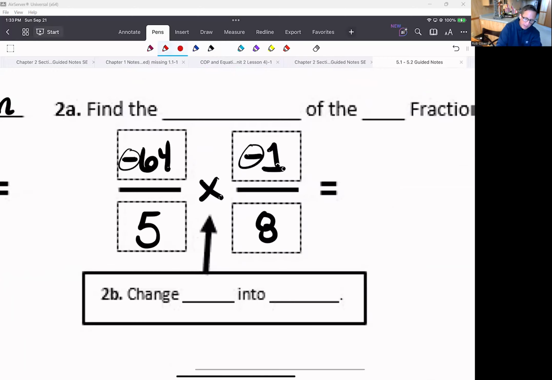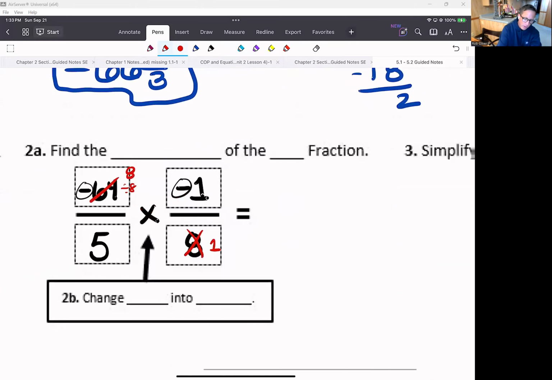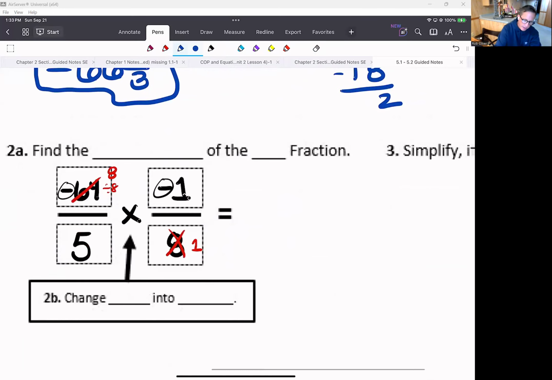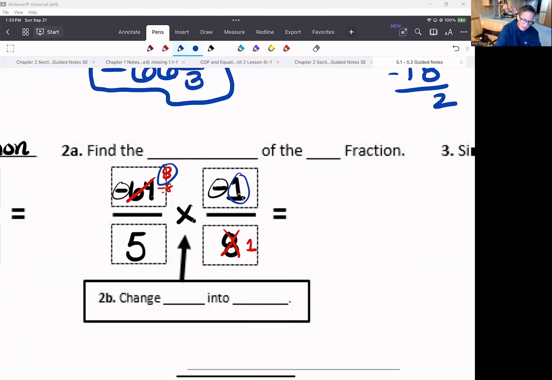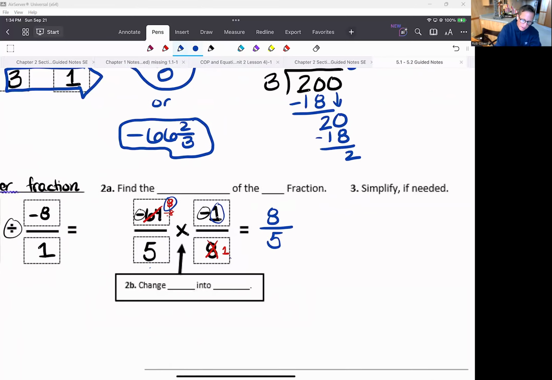So here we could do some cross canceling, which I think would be wise. We could divide by 8. 64 divided by 8 is 8. 8 divided by itself is 1. So all we got to do now is 8 times 1, which is 8, and 5 times 1 is 5. You can write that also as a mixed number as 1 3/5. Oh, and I forgot here: change division into multiplication.